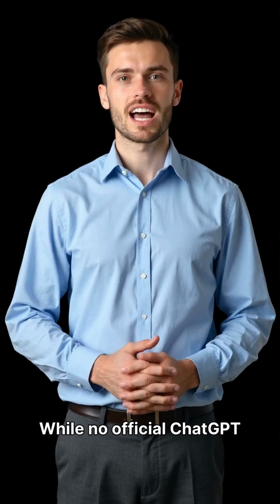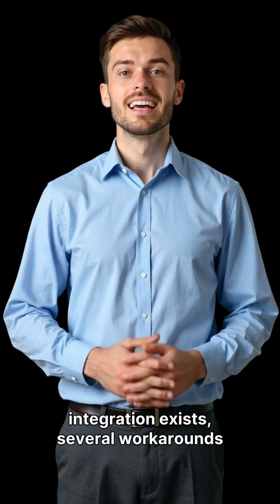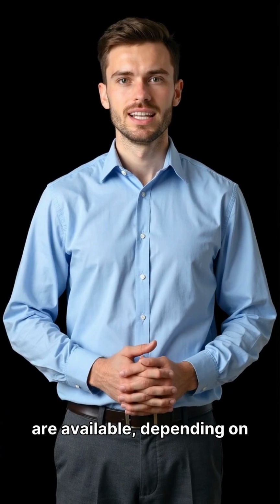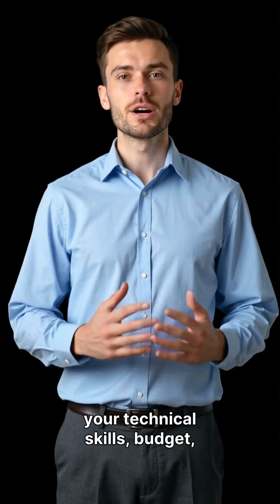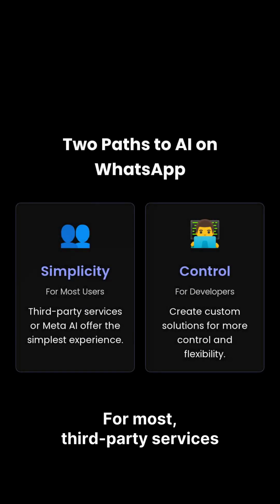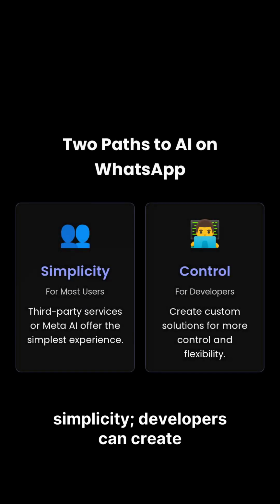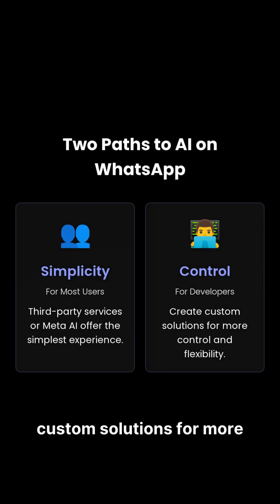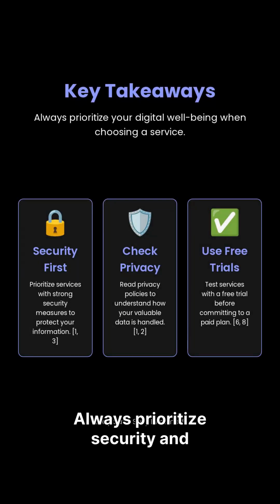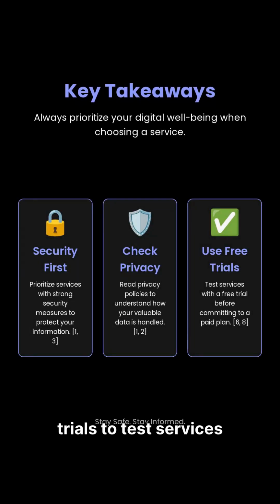While no official ChatGPT integration exists, several workarounds are available, depending on your technical skills, budget, and privacy needs. For most, third-party services or Meta AI offer simplicity. Developers can create custom solutions for more control. Always prioritize security and privacy, and use free trials to test services before committing to paid plans.